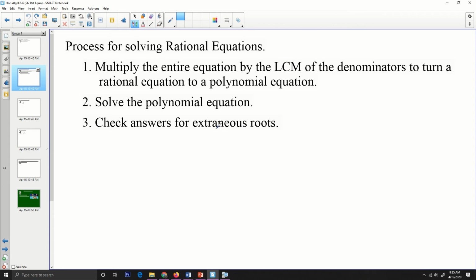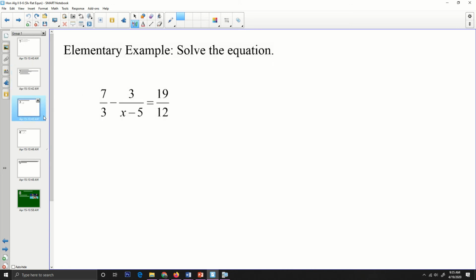And the reason we're going to have to do that is because we're going to multiply this entire equation by the LCM of the denominators. And if that LCM includes a variable, then we have the possibility of adding a root, and we don't want to do that. So let's start with an easy one.